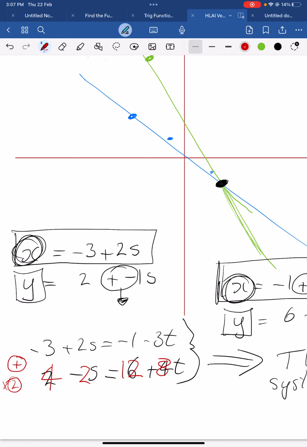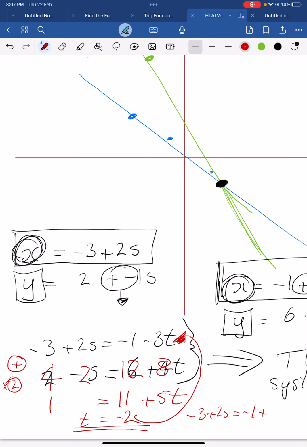All right, so -3 plus 4 is 1. The s's cancel out. -1 plus 12 is 11. -3t plus 8t is 5t. And I can see now that t is equal to -2. And then if t is -2, I'll substitute it in here. So -3 plus 2s equals -1 plus 6. That gives me 2s equals 5 plus 3, which is 8. That gives me s equals 4.